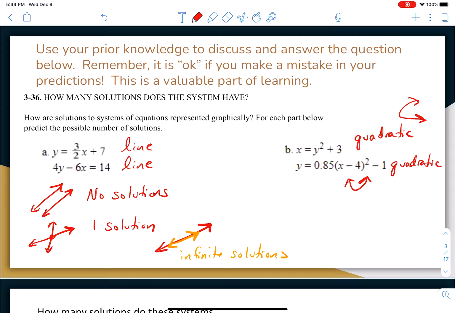So again, thinking about how these two shapes could intersect each other, I could have 4 solutions if it looked like that. I could have 3 solutions if the graphs intersected like this.